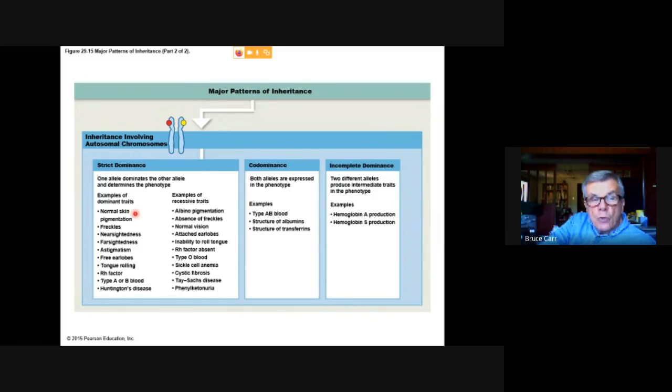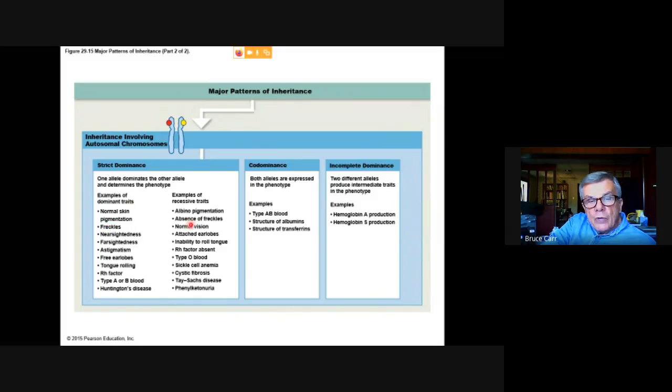Dominant traits include normal skin pigmentation and freckles. Nearsightedness and farsightedness are both dominant traits. Also astigmatism in the eyes, free earlobes, and tongue rolling as a behavior. Rh factor, the Rh plus is dominant to Rh negative. Type A or type B blood are dominant to type O. Huntington's disease is a disease that results from a dominant allele. If you have only 1 copy, you get Huntington's disease.